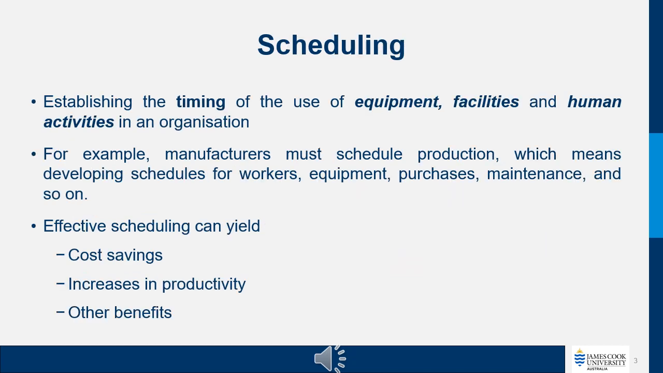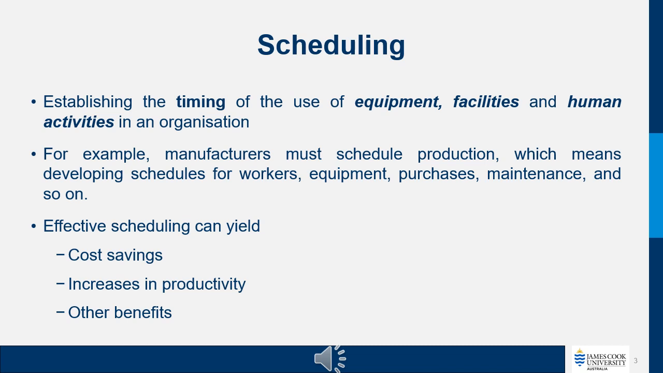Scheduling is the process of determining and organizing the timing and sequence of activities, equipment usage, and human resources within an organization. It involves creating a timetable or plan that outlines when and how different tasks, processes, or events should happen. In the context of manufacturing, scheduling is crucial for planning production activities. This includes coordinating the availability of workers, equipment, materials, and maintenance services to ensure efficient and timely production.